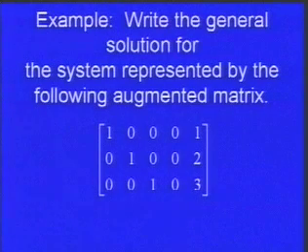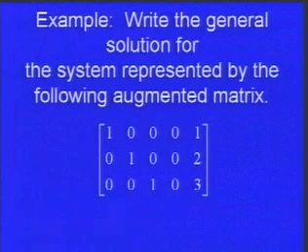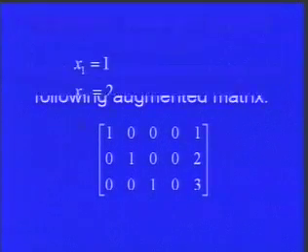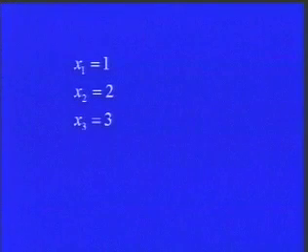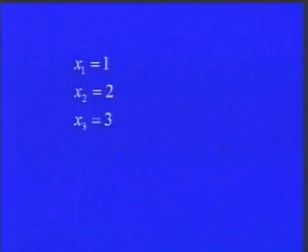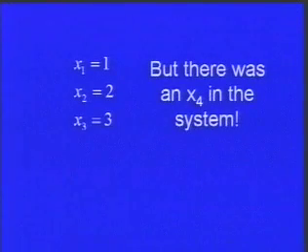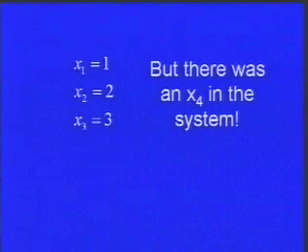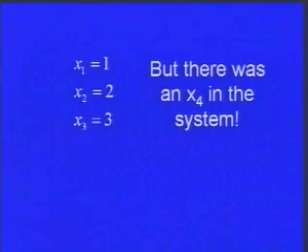Okay, so this was in reduced echelon form. I can now write out my solution. I'm getting that x1 was 1, x2 is 2, and x3 is 3. Is that it? Looks like a unique solution right now, right? But wait a minute, didn't I have another variable? Didn't I have 5 columns? They wouldn't have given us something that had 5 columns if we hadn't had 4 variables. There was an x4 in that system.